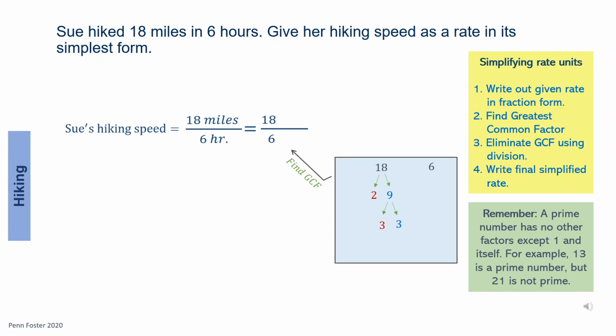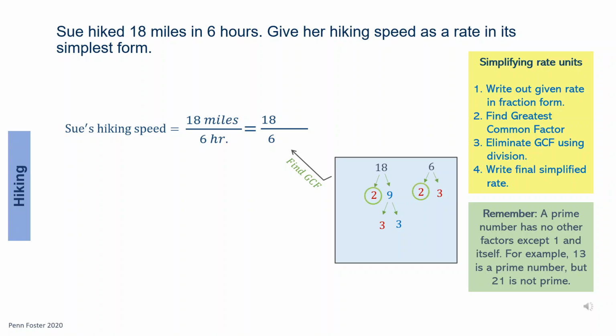Perform the same steps for 6. Break it into 2 and 3. Since both are prime factors, then the tree for 6 ends there. Now compare the list of prime factors of 18, 3, 3, and 2, with the list of factors for 6, 2, and 3.